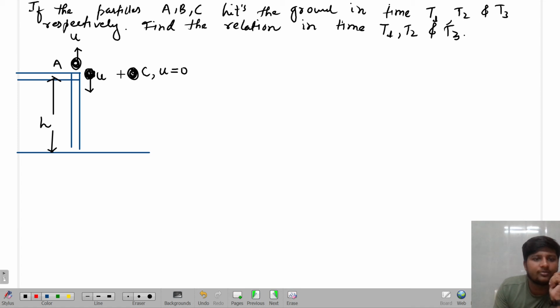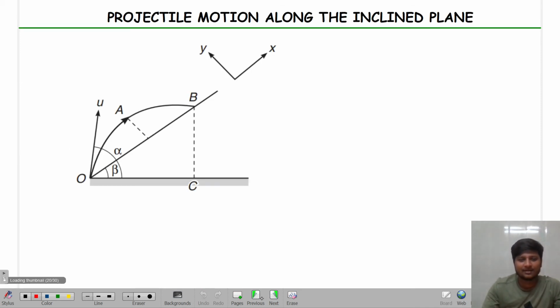C is dropped from this building with initial velocity 0, means it is dropped from rest, right or not? No no, this is not projectile, it is a normal case. Hey, you have learned it, huh? It was in the DPP, yes or no? But solve again.